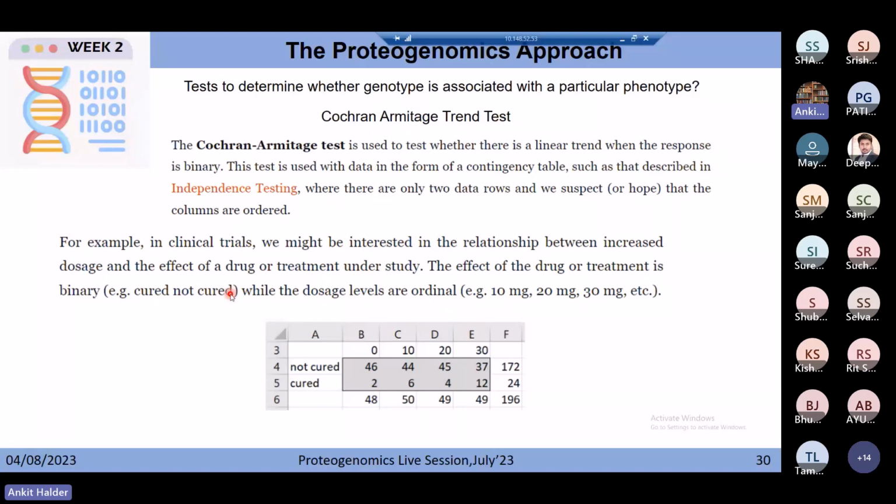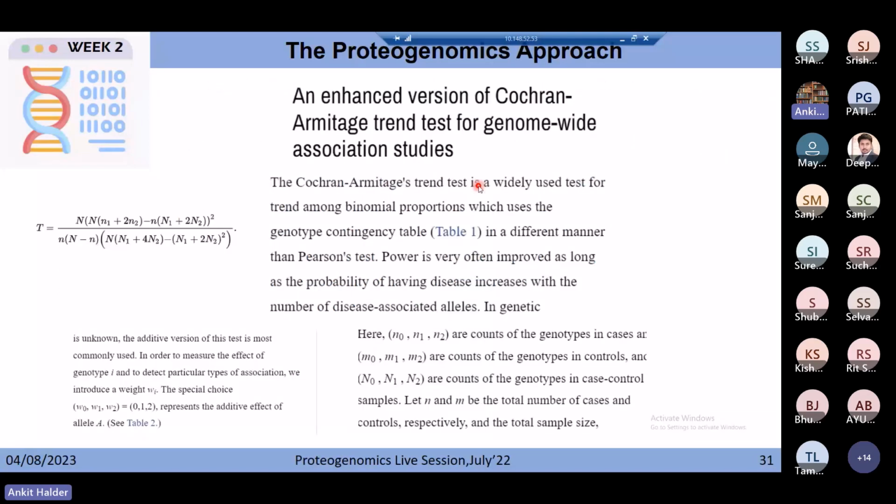So you will follow this Cochran-Armitage trend test to find out whether it is giving you a linear trend or not. So this is the trend test. Another thing is that it is also used in a different manner. It also helps you to understand the additive version of the test, which is mostly used.